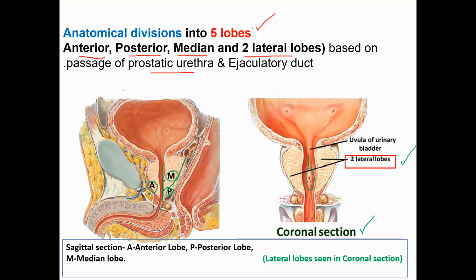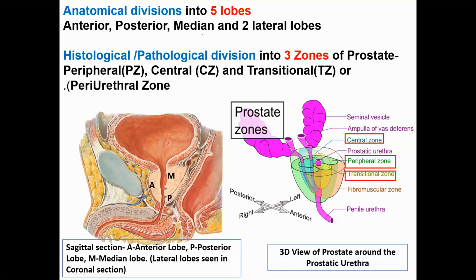So there are totally 5 lobes, which are the anatomical divisions. When we go to histology or pathology, they have a different classification, which divides the prostate into three zones. The names of the zones are the peripheral zone, PZ, then the central zone, CZ, and the transitional zone or periurethral zone.